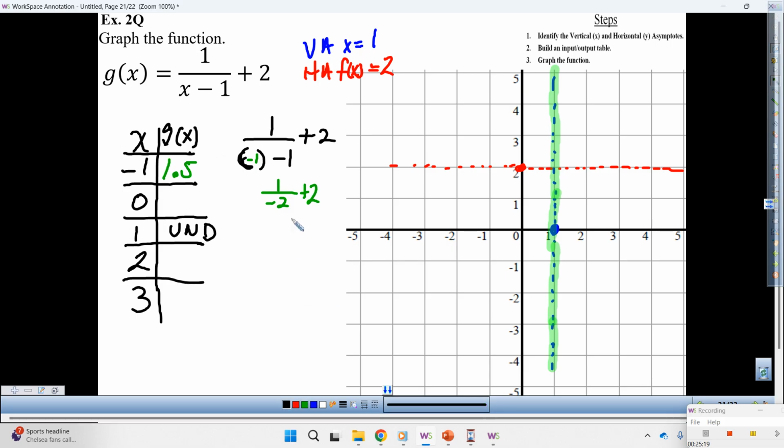Let's do it again. 1 over x minus 1, plus 2. My next value is 0. So that gives us 0 minus 1 is -1. So it's 1 over -1 plus 2. What is 1 divided by -1? Thinking caps. 1 divided by -1. Renzo. So 2 minus 1 is? 1. Okay. Continue.